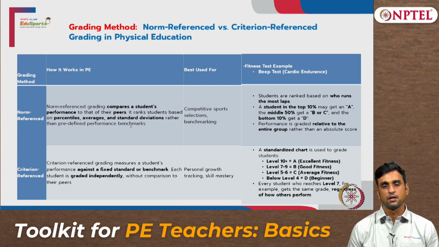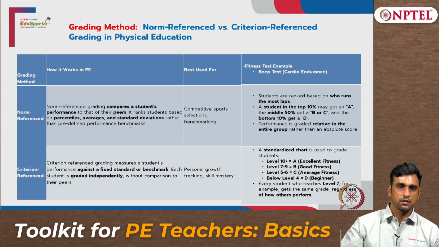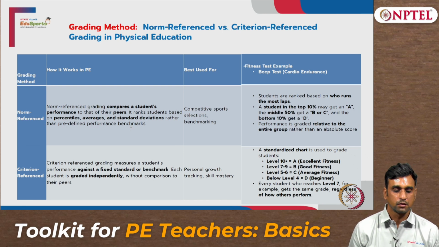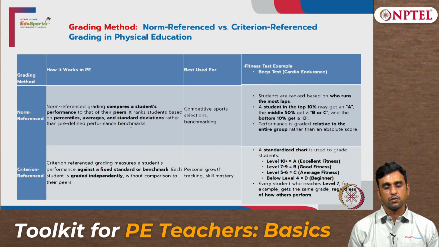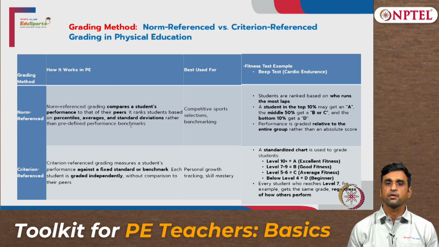So for example, there is class 3A and you're doing a beep test. If I have done 10 laps, my performance is not judged against a certain standard or a benchmark, but it is judged against the performance of my other students or the peers in the class. So I'm ranked based on my percentile or averages or standard deviation rather than a predefined benchmark. This is best used for competitive sports, for sports selection, for talent identification, and to create benchmarking.